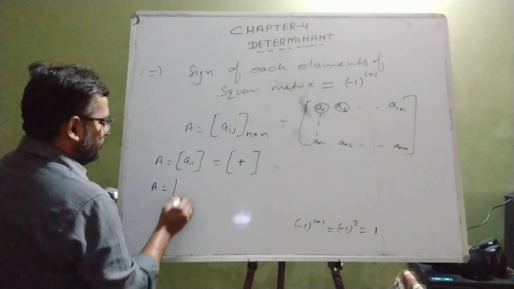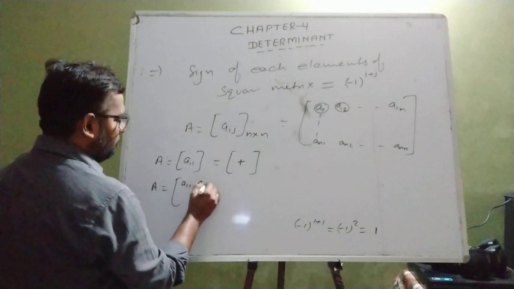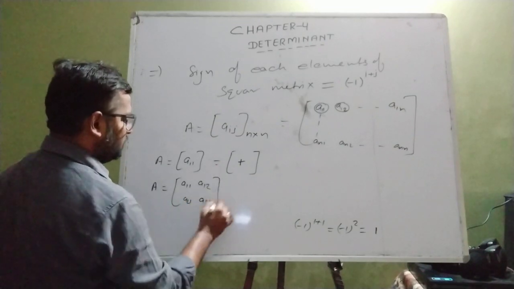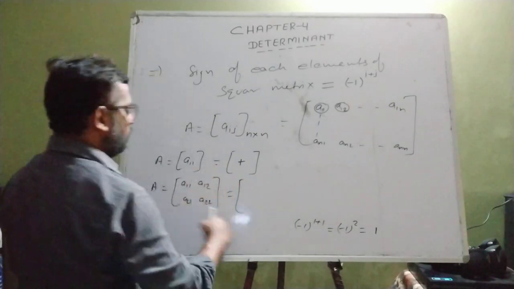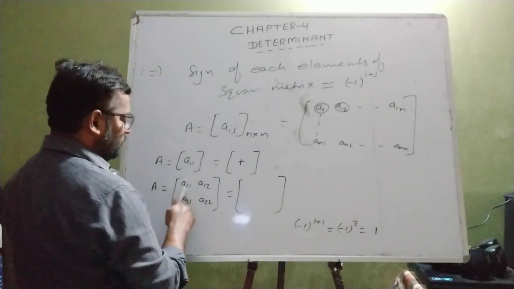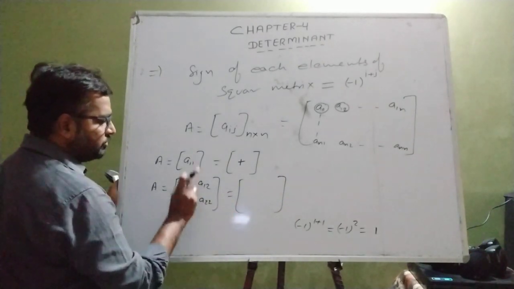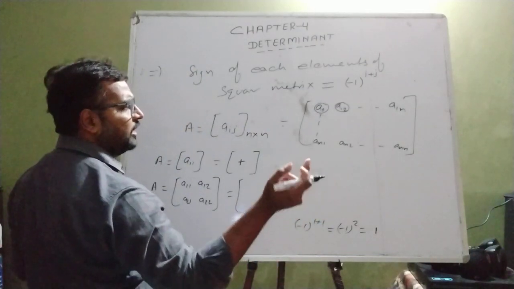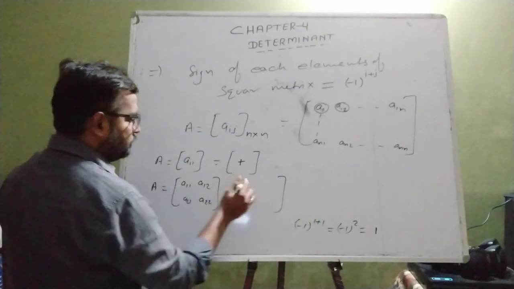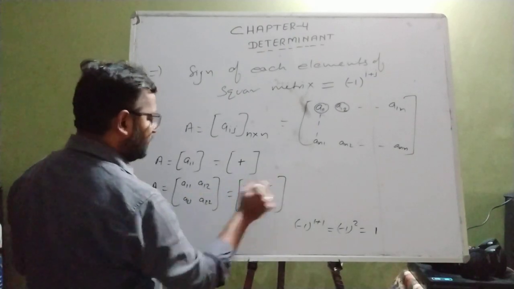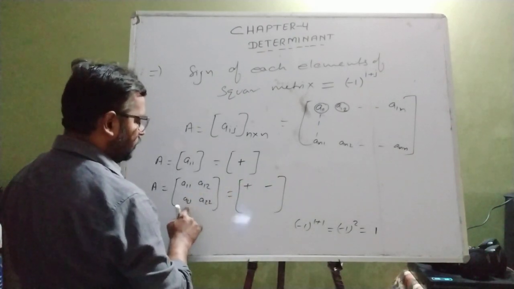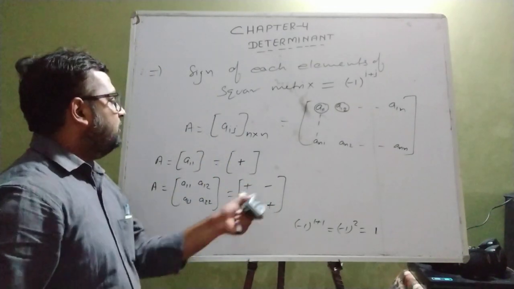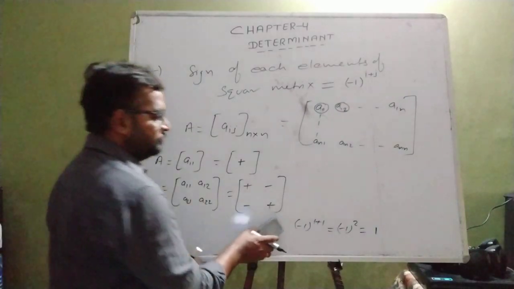Consider another example of 2 by 2: A11, A12, A21 and A22. If you find the signs of all the elements, here the sum is 1 plus 1, 2. Any (-1) to an even power is positive, and to an odd power is negative. So this will be positive, this is odd, then negative, this is also odd, then negative, and this is positive. These are the signs of each element of a square matrix.